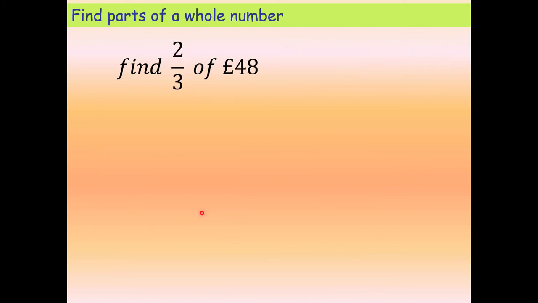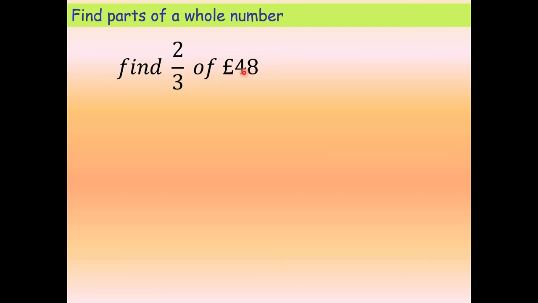But what if it's more? What if the number on the top is more than 1? This time we want to find 2/3 of 48. Now imagine 3 friends go out for dinner and the total bill comes to £48. How much will 2 of them pay?